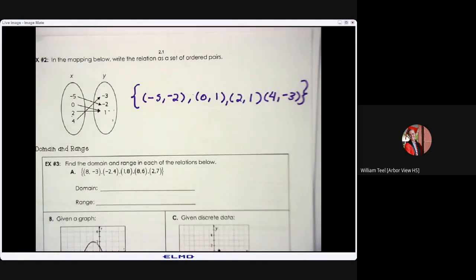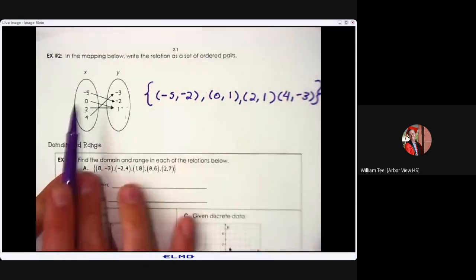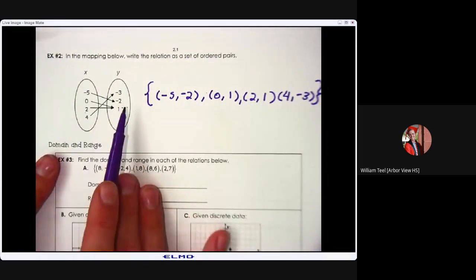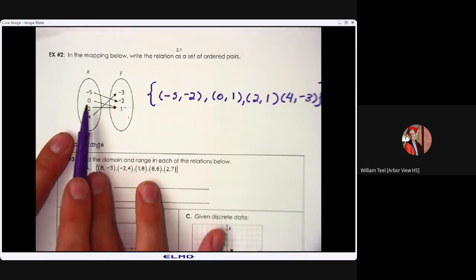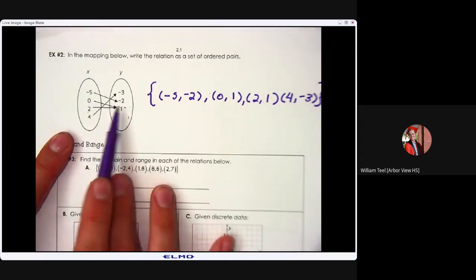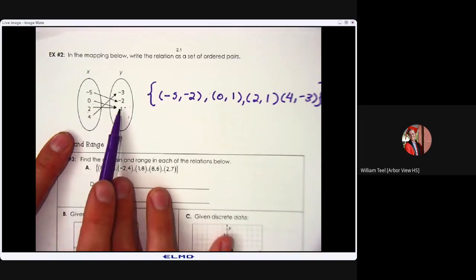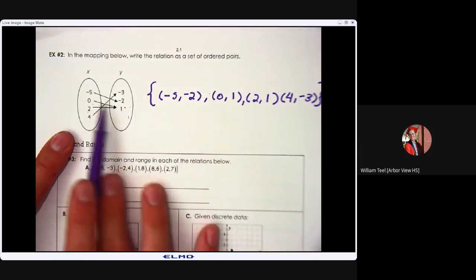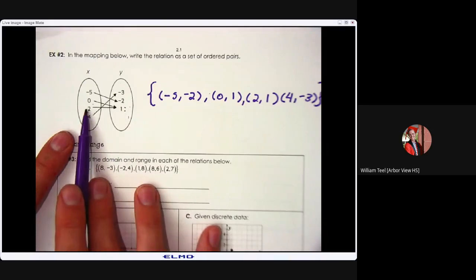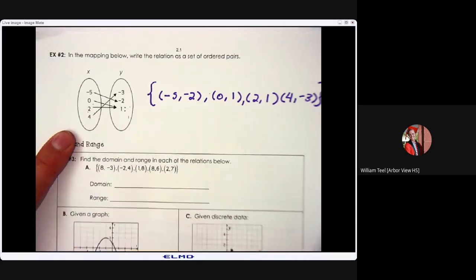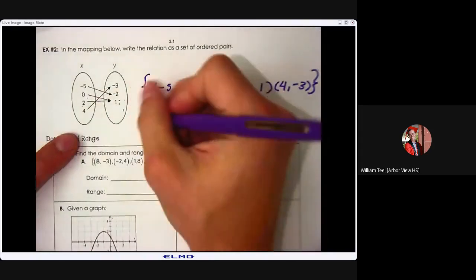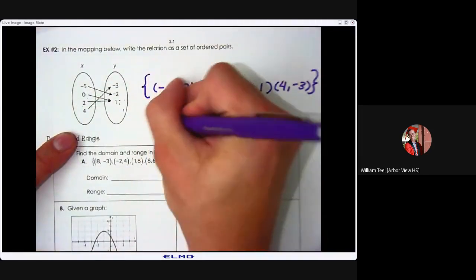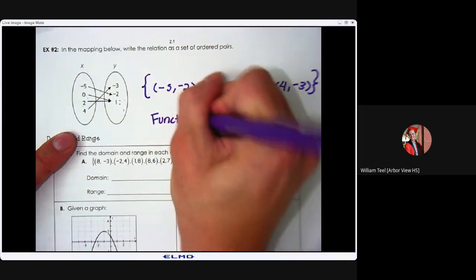So now the next question: is this relation a function? Well, like we said before, every input can only have exactly one output. So if you look, all of these inputs only have one output. They're only pointing to one number. Yes, 0 and 2 both point to 1, but like we said, Mr. Teal can be at Starbucks and Miss Christensen can also be at Starbucks. So two different inputs can have the same output. That is acceptable. So I'm going to say yes, this is a function.